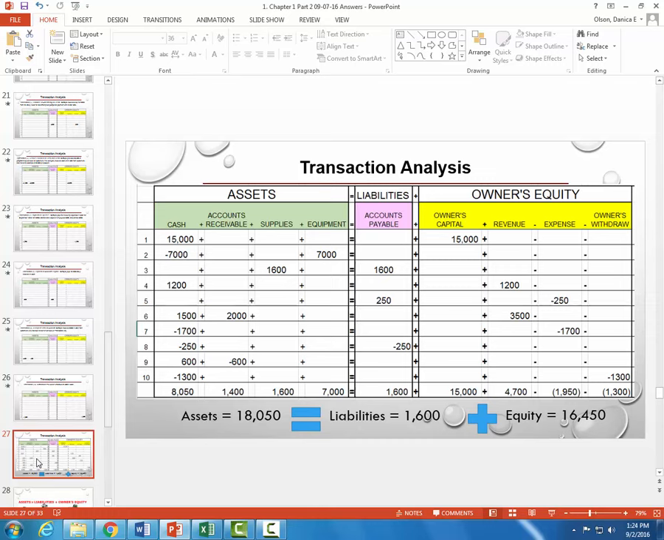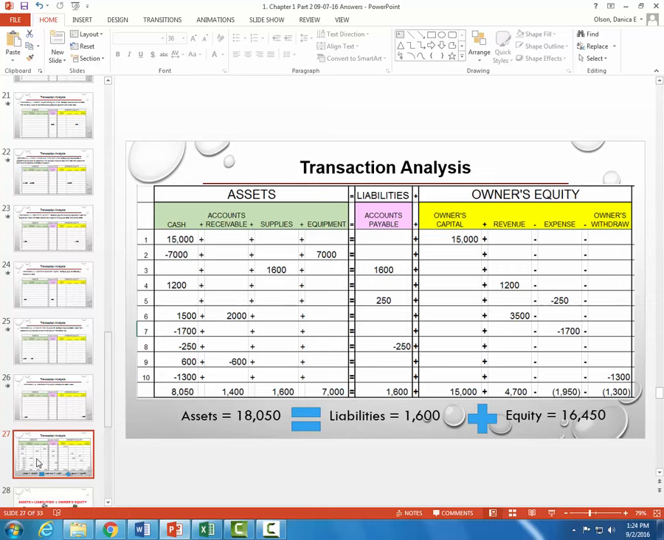If we look at all of the transactions that we've just completed and we add up everything that happened in cash, everything that happened in accounts receivable, everything that happened in supplies, and everything that happened in equipment, we find that our assets are equal to $18,050. We then add the liabilities column and get $1,600, and we add each of the owner's equity columns to get total equity of $16,450.